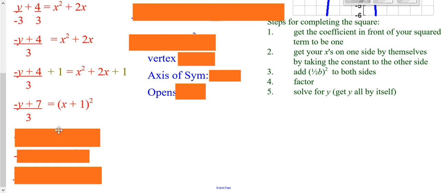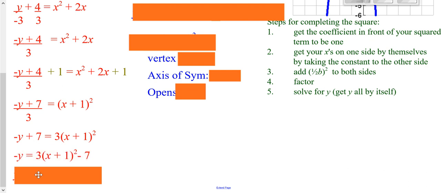Then you want to try to get y by itself. So you'd have to undo the dividing by 3, so multiply both sides by 3. Then you'd have to undo the plus 7, so subtract 7 from both sides. Then you'd have to undo the negative in front of your y, so divide both sides by -1, or multiply both sides by -1. So it's going to put a negative in front of this, and it's going to switch your sign on the 7.